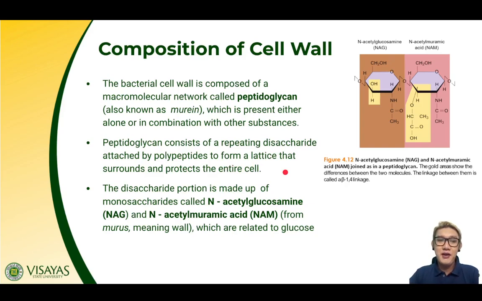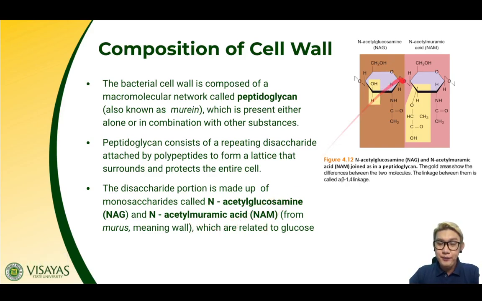So the disaccharide portion is made up of monosaccharides called NAG and NAM. NAG stands for N-acetylglucosamine, while NAM stands for N-acetylmuramic acid. Okay, so these are actually glucose derivatives.